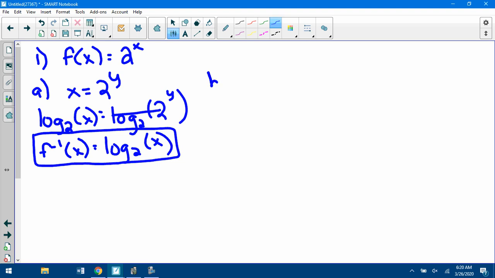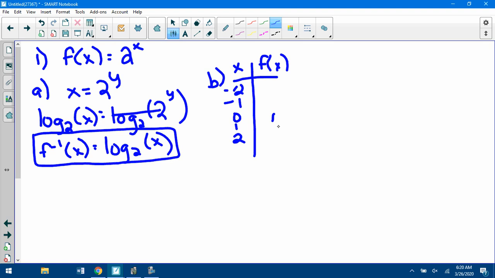Okay, part B says to make tables for f of x and f inverse, and then sketch the graphs. So here's f of x first. Remember what x values we always used if I want to just graph the exponential? Yeah, I used a couple negatives, so -2, -1, 0, and a couple positives. And you can use your calculator if you really need to, but I always start at the 0. 2 to the 0 is 1. 2 to the first is 2. 2 squared is 4.